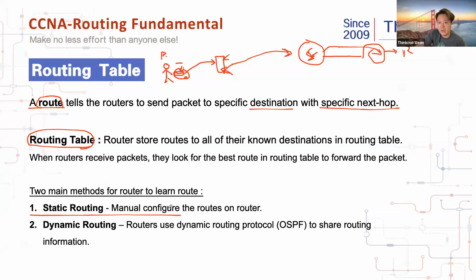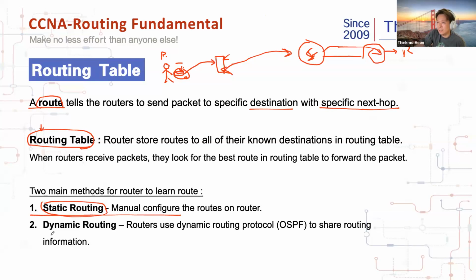So the network administrator can, based on the requirement, configure a static route into the routing table. So the router will actually have the static route. So we are calling it static routing. Next, in the next section, we are going to talk about this.